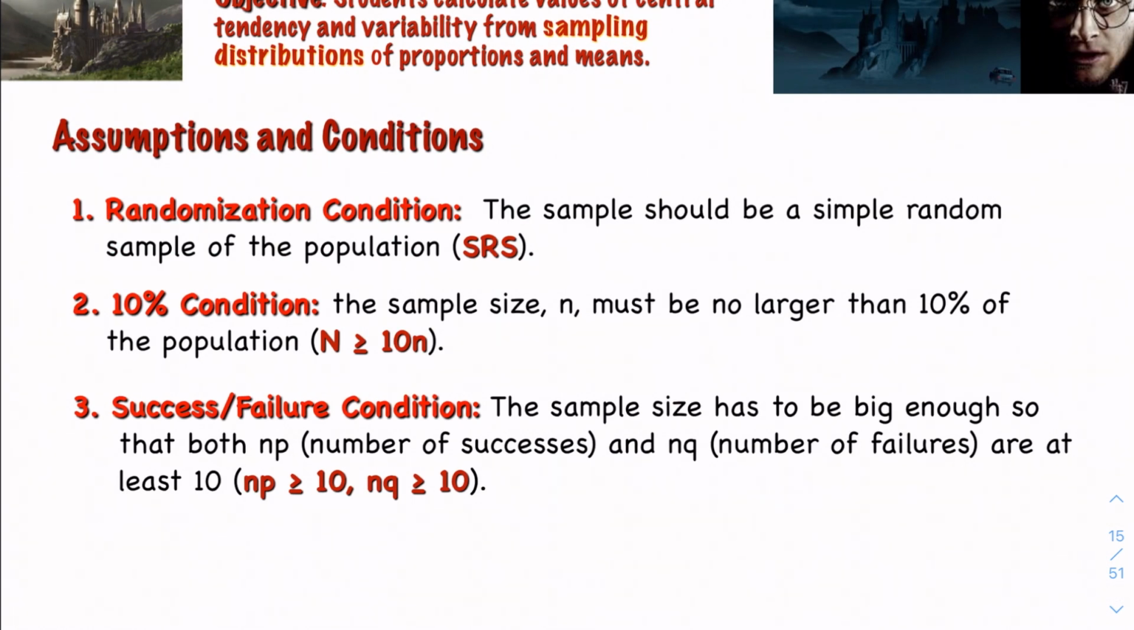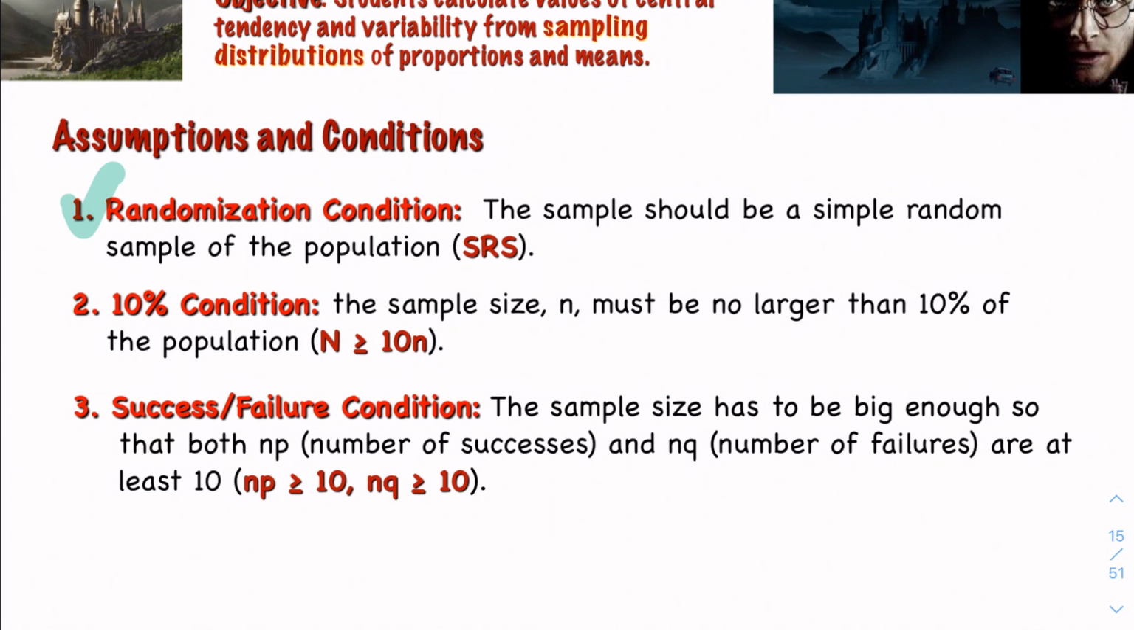With a randomization condition, the sample should be a simple random sample of the population. The 10% condition says the sample size n must be no larger than 10% of the population. If we are less than 10% of our population, we can be justified in saying that it's close enough to be without replacement. As soon as we're greater than 10%, it's going to start changing our probabilities.